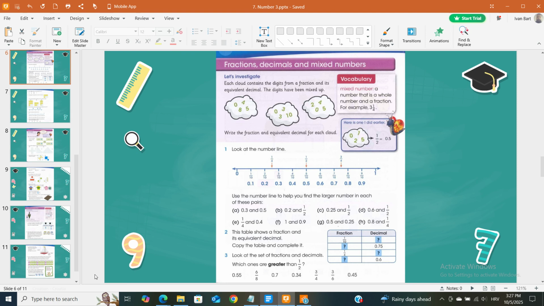0.55, 0.7, 0.34. This table shows a fraction and its equivalent decimal. Copy the table and complete it.